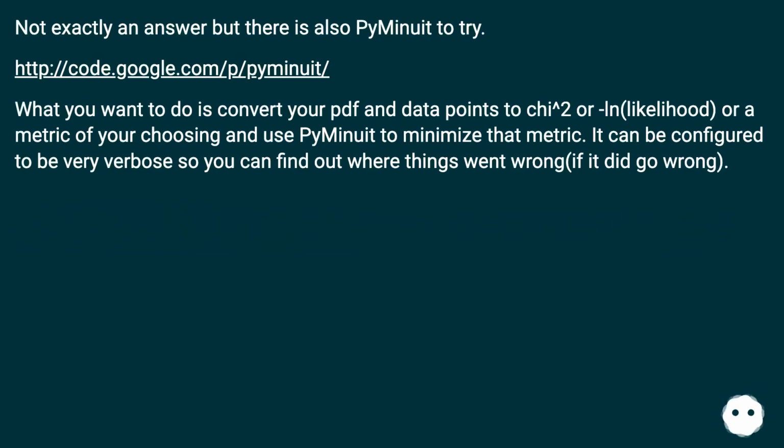Not exactly an answer, but there is also iminuit to try. This URL. What you want to do is convert your PDF and data points to chi-squared or ln likelihood, or a metric of your choosing, and use iminuit to minimize that metric. It can be configured to be very verbose so you can find out where things went wrong, if it did go wrong.